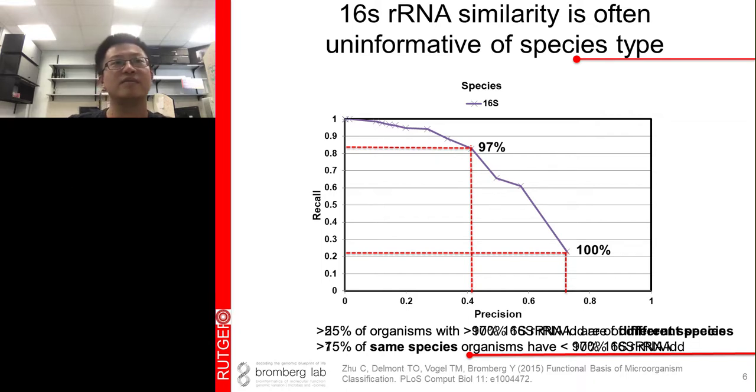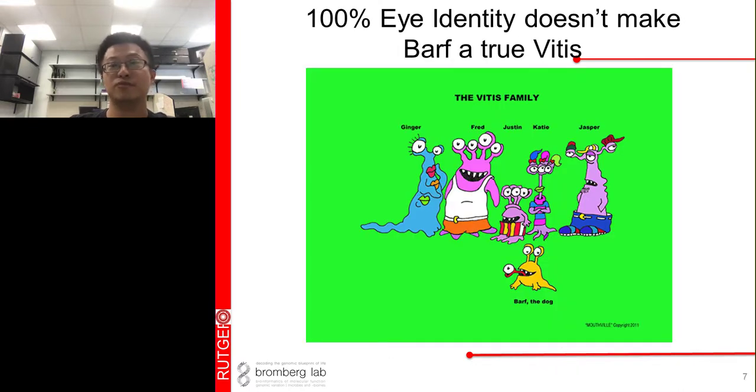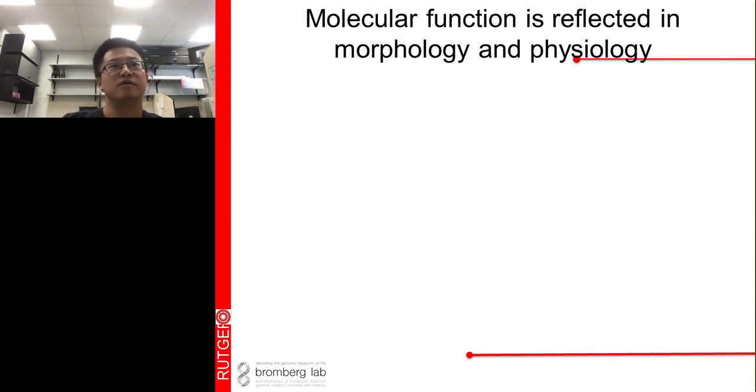So by now, I hope that I have convinced you that 16S RNA is not the best tool to use to identify the same species. And this is just an example. The 100% identity doesn't really make them a true species. So if we cannot use 16S RNA, then what can we use instead?